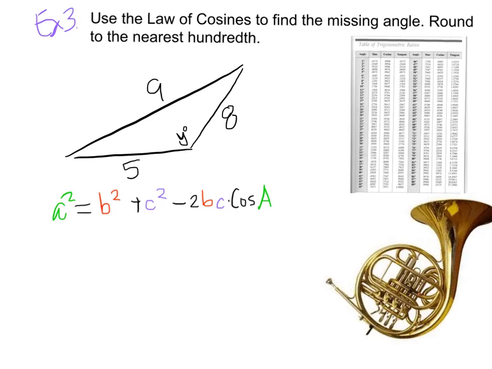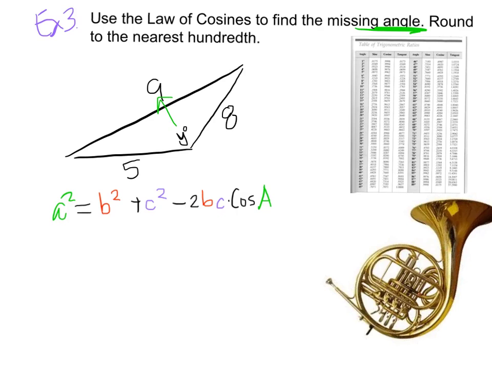Okay, for example 3, they're changing it up a little bit. The directions say use the law of cosines to find the missing angle. Before they were asking us for a missing side, now a missing angle, and that's going to change our strategy a little bit. The first thing you should notice is they have given us 3 sides, and the angle they're asking us to find is angle y.